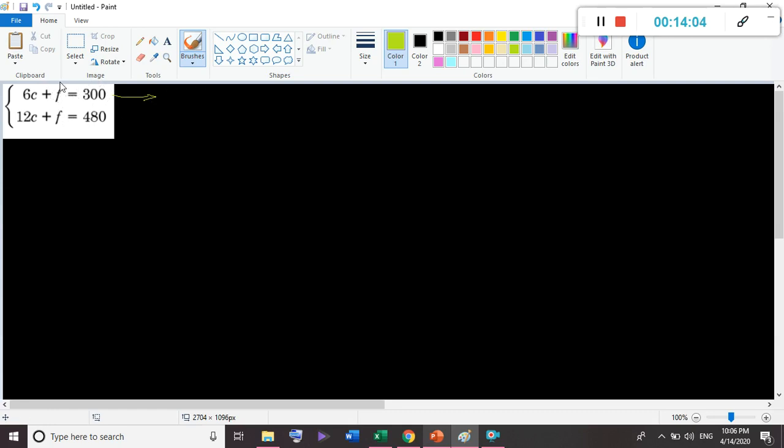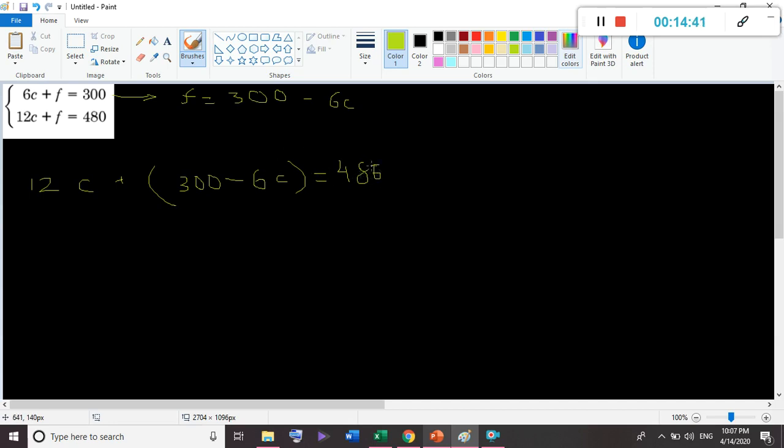And let's try finding F because it's without a coefficient. It's easier for us. So it's going to be F equals 300, and we're moving 6C to the other side. So it's going to be 300 minus 6C. So this is the first equation we're going to have. Now we're going to substitute this for F over here. So it's going to be 12C plus 300 minus 6C equals 480.